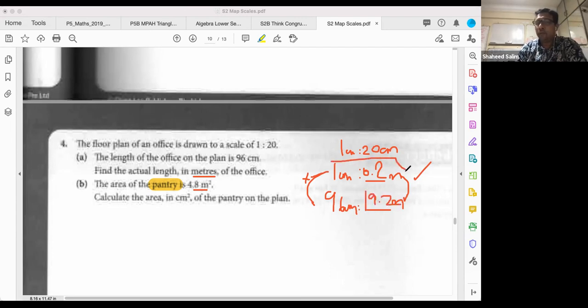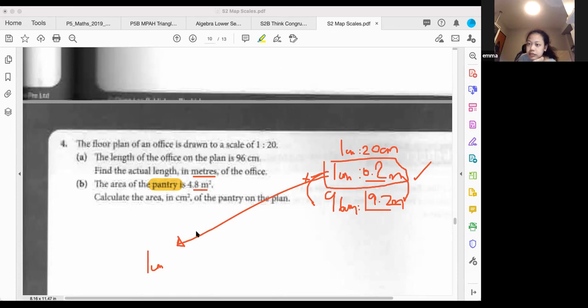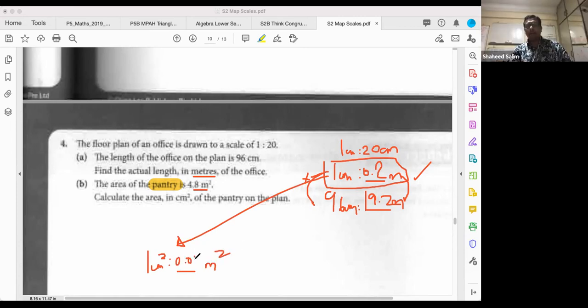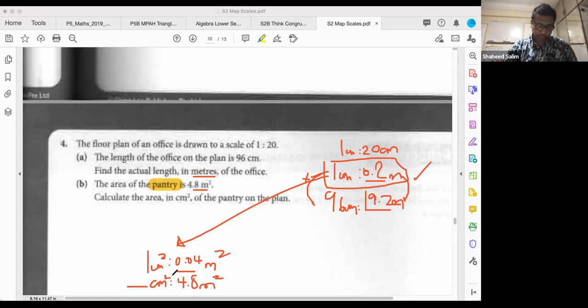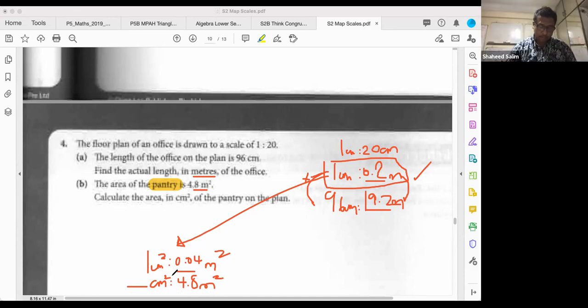This one now, you got to change this one to the area scale. 1 square cm represents how many square meters? 0.04. Well done. Okay, now they are going to give you 4.8 here. So score your goal, please. Don't play soccer, score your netball. Score the point. 120. Okay, hold on. Well done. So how is it?